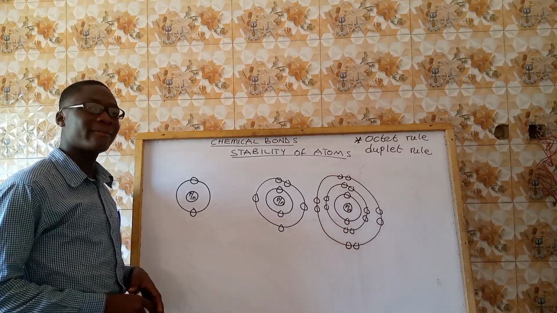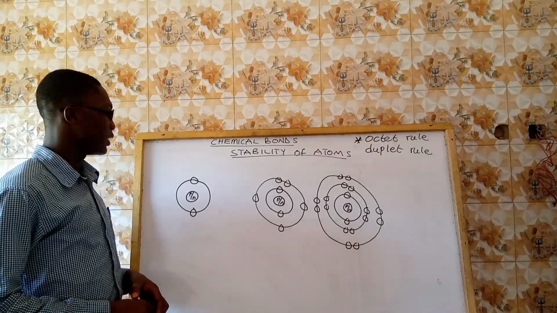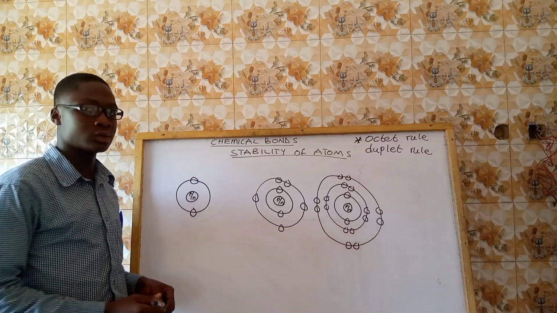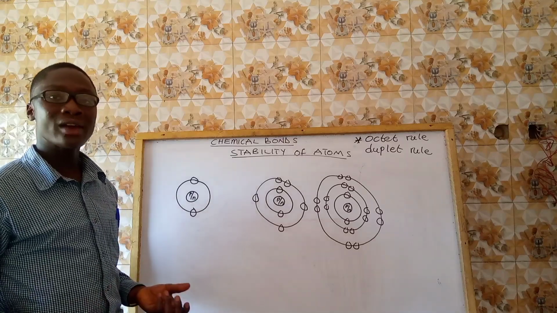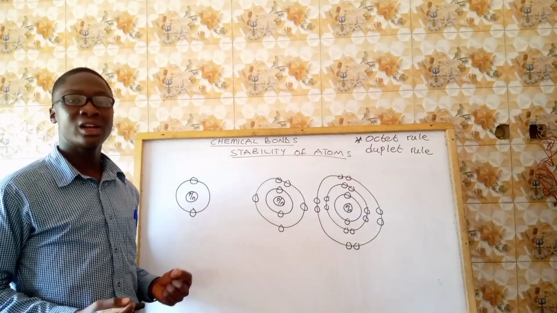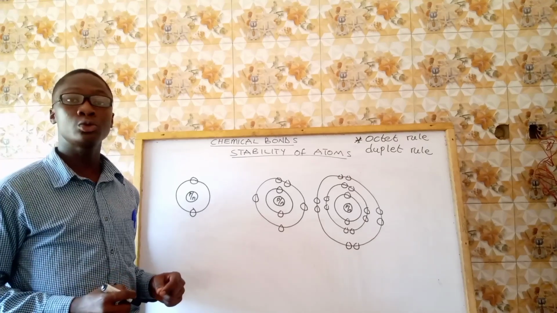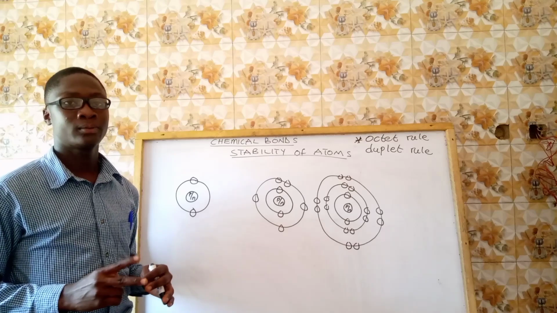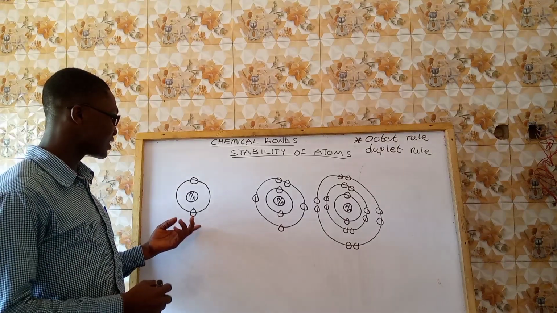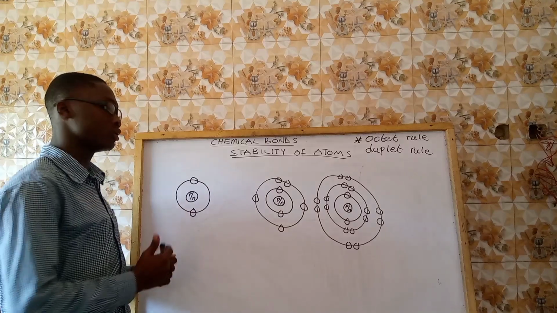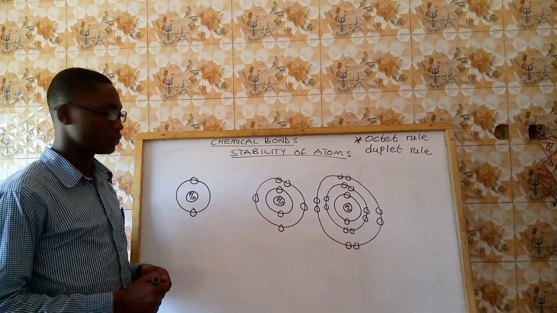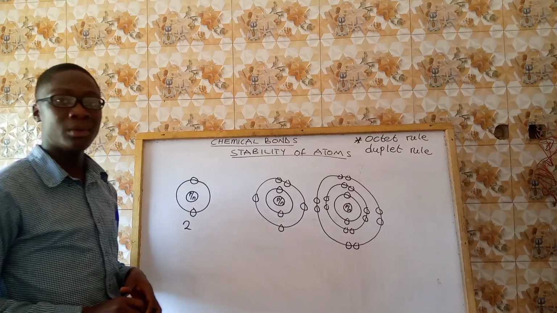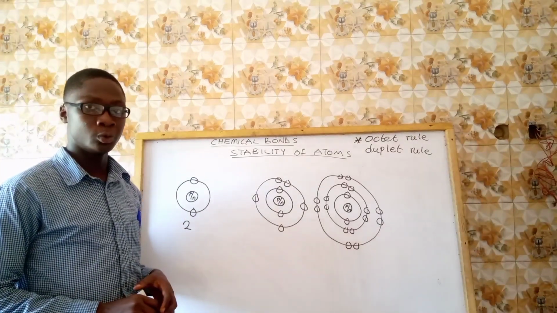We have our first atom. It has only 1 shell. Here's the nucleus. It contains the protons and the neutrons. So only 1 shell. We are just looking at the duplet rule, because the duplet rule goes for atoms with only 1 shell, then with 2 electrons. So since this atom has only 1 shell with 2 electrons, then this atom is stable. So let's write the electron configuration. We have just 2, and it is stable because it follows the duplet rule.